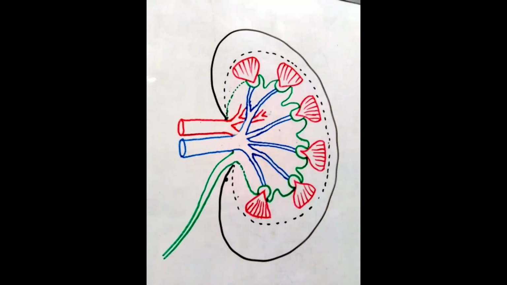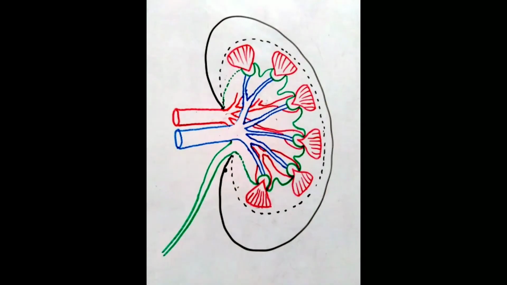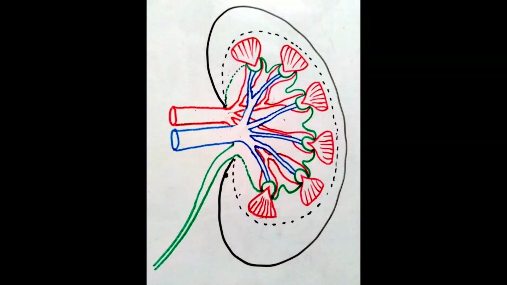Next, we make the renal artery branches, and these renal artery branches are connected one by one to the renal pyramids. Then these branches are connected to each other one by one.